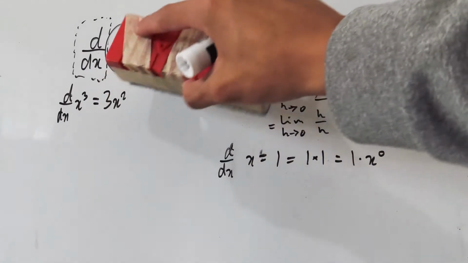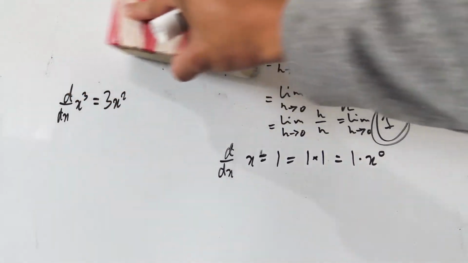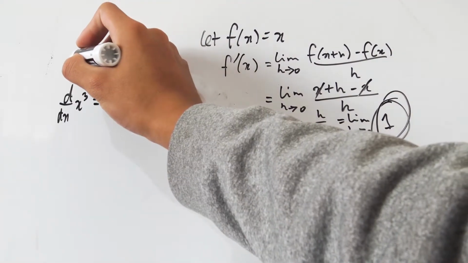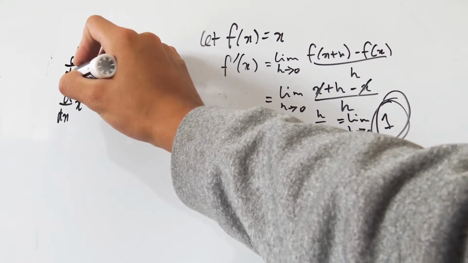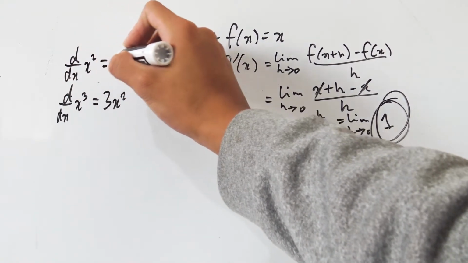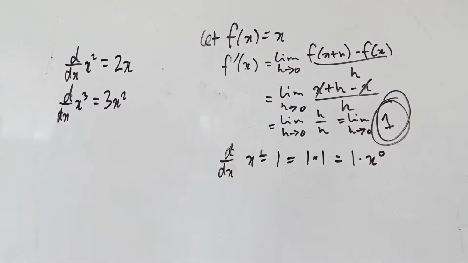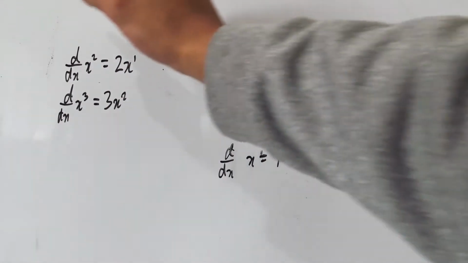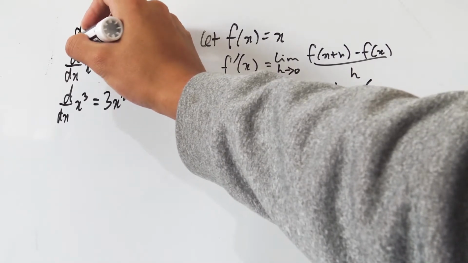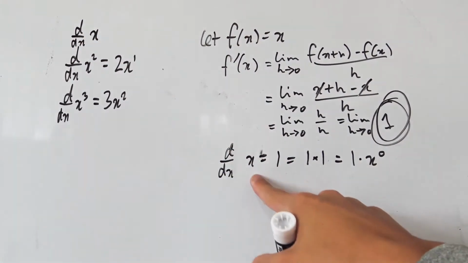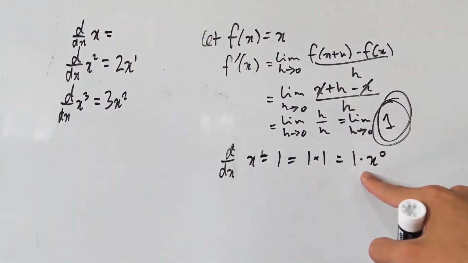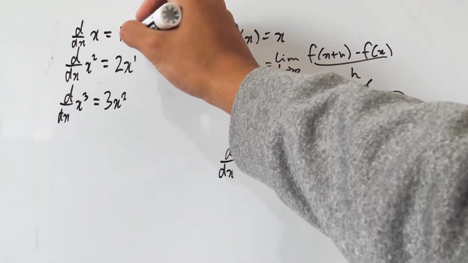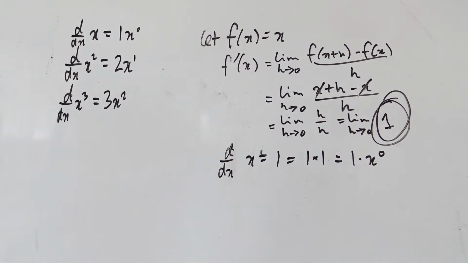So we just found at the start of the video that the derivative of x cubed is 3x squared. In a previous video, we found that the derivative of x squared is exactly 2x, but I'm going to write that as 2x to the first power. And we just found that the derivative of x is equal to 1 times x to the 0th power. And I hope you can see some kind of pattern here.